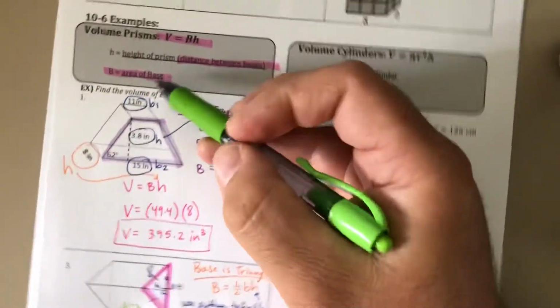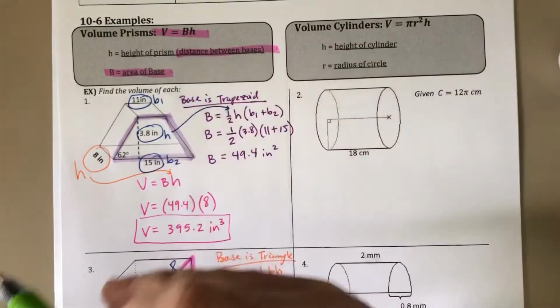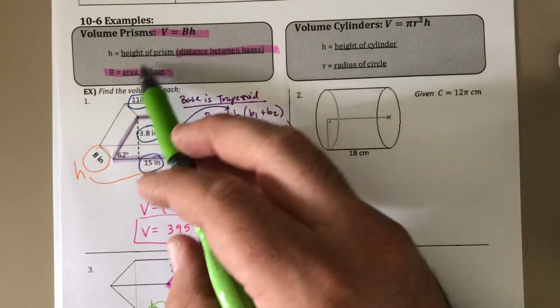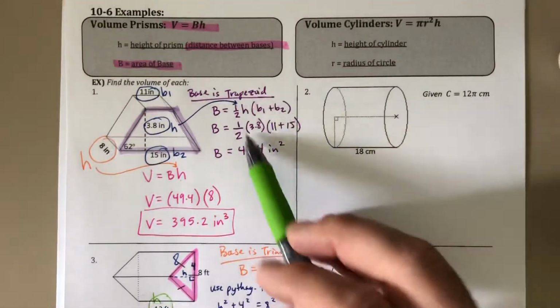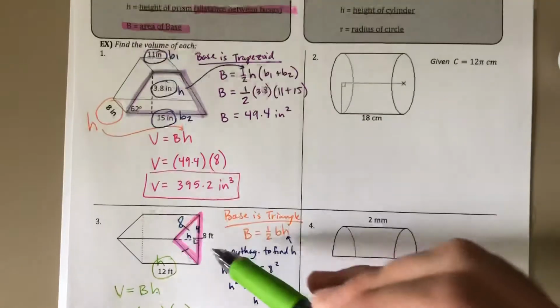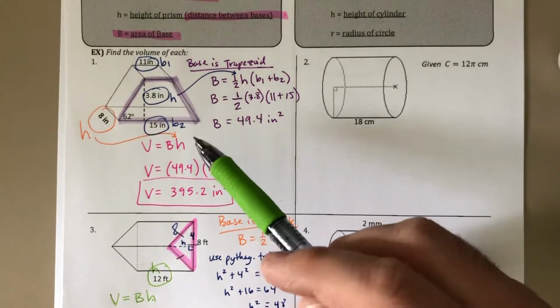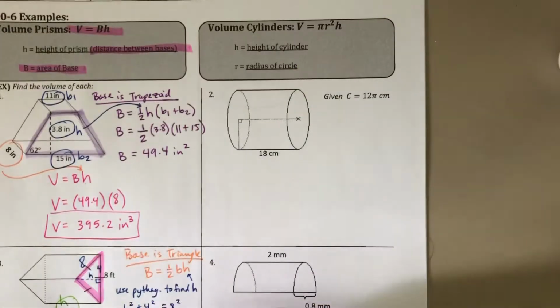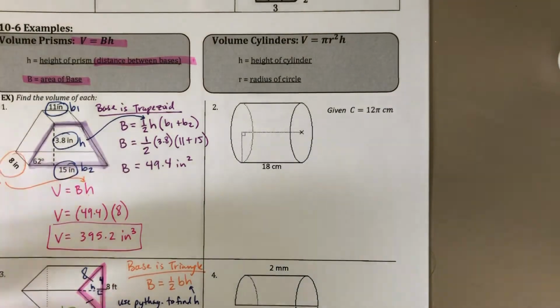We're going to start part B of our 10-6. We were just looking at finding the volume for prisms and applying the formula, understanding the difference between the height of the prism versus the height of a two-dimensional thing like the trapezoid or the triangle, keeping those straight. And now we're going to look at cylinders. So let's see what's going on with cylinders.